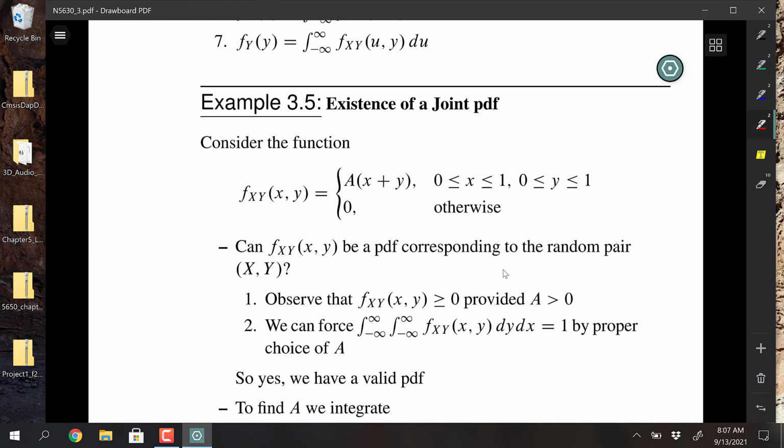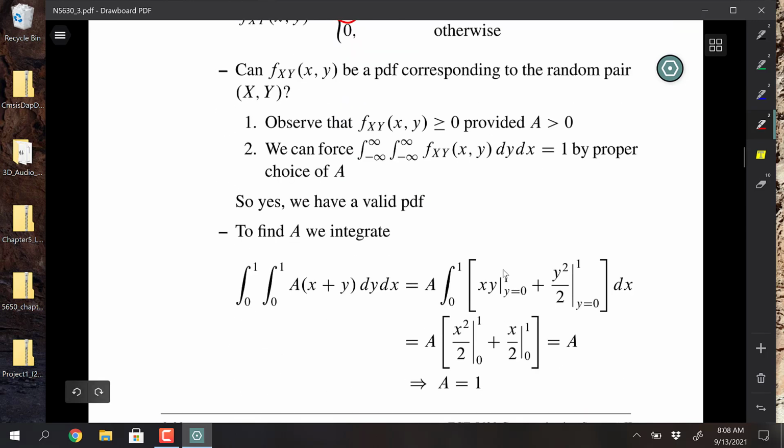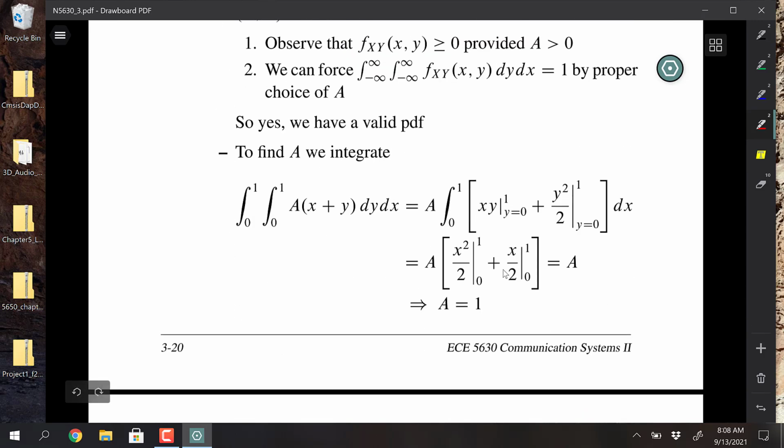And then there's this arbitrary scale constant A, which is thrown out in front as something that you have to find to ensure that the volume of the joint PDF over that square tile is exactly 1. So you just integrate it, and that's what I'm doing down here, and then find out, yep, A equals 1, because that will make the volume equal to 1.